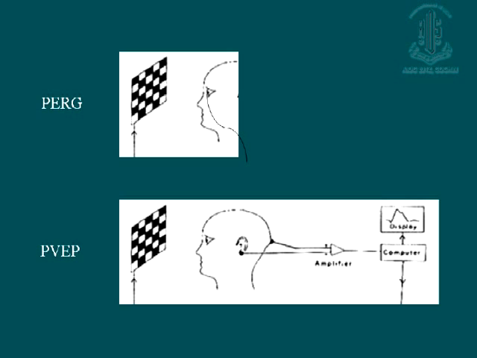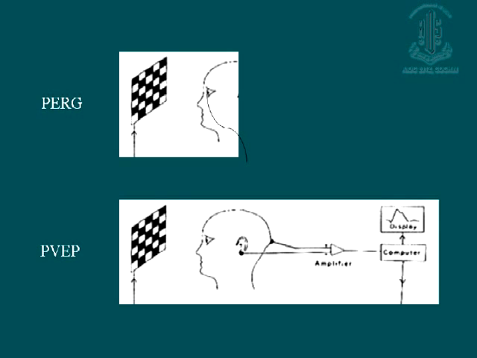Now, both pattern ERG and VEP have some similarity and a lot of dissimilarity between the two. The similarity is in the stimulus that we use for the patient. We do the tests with undilated pupils. We use a pattern stimulus, that's a monitor with a checkerboard pattern which reverses with white and black alternating. So as far as the stimulus is concerned, it's more or less similar. But the similarity ends there.